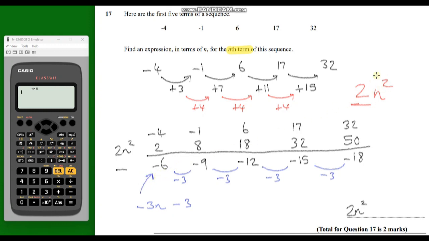So we've got our quadratic part, we've got our linear part. Now for our final answer for our nth term of our original sequence, we just combine the two together. So it's going to be 2n squared minus 3n minus 3. And this is our final answer. If you wanted to check your answer, once you've got it, you could substitute values for 1, 2, 3, 4 and 5 in here, and it should pop out the sequence that you've been given.